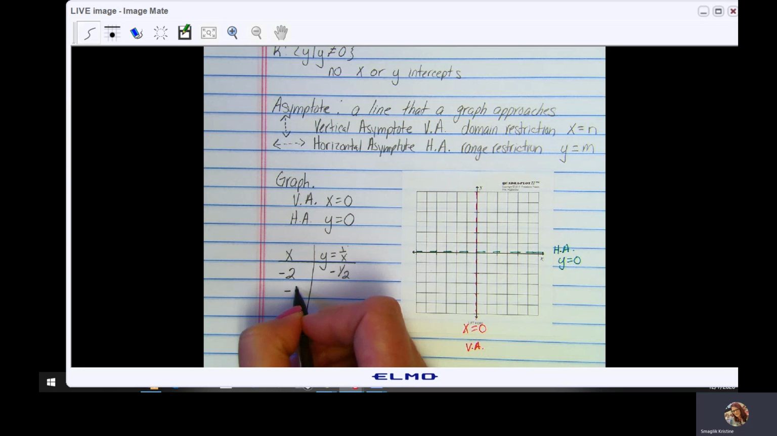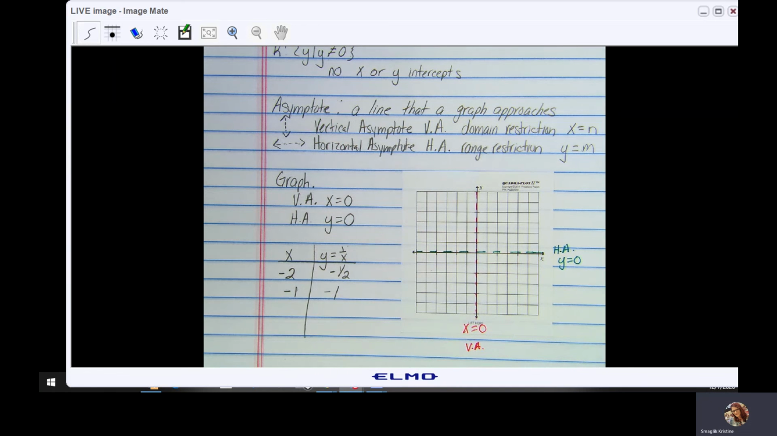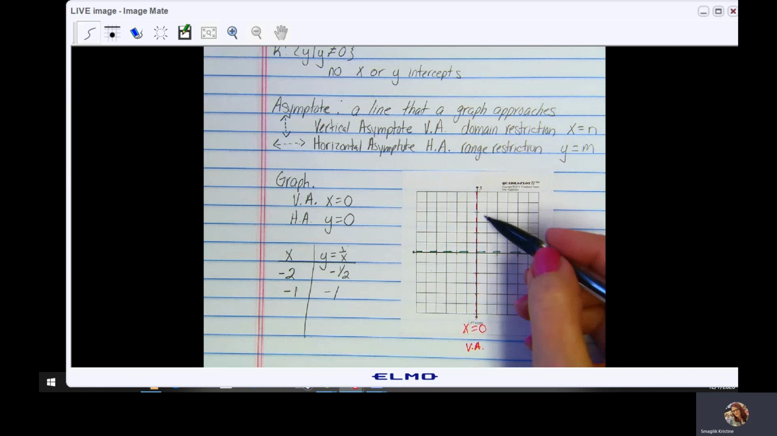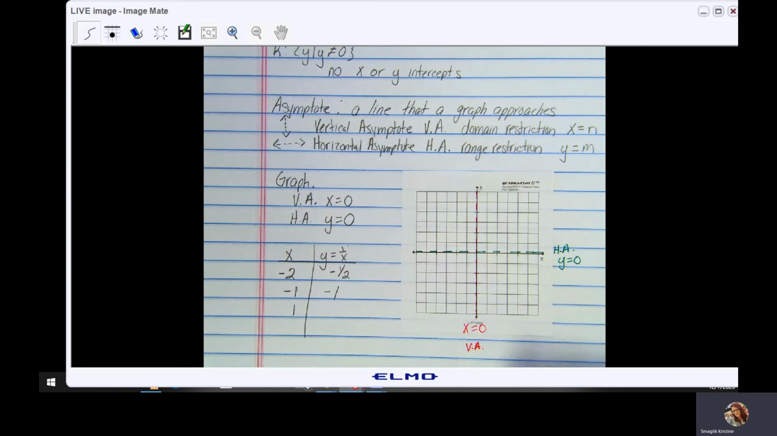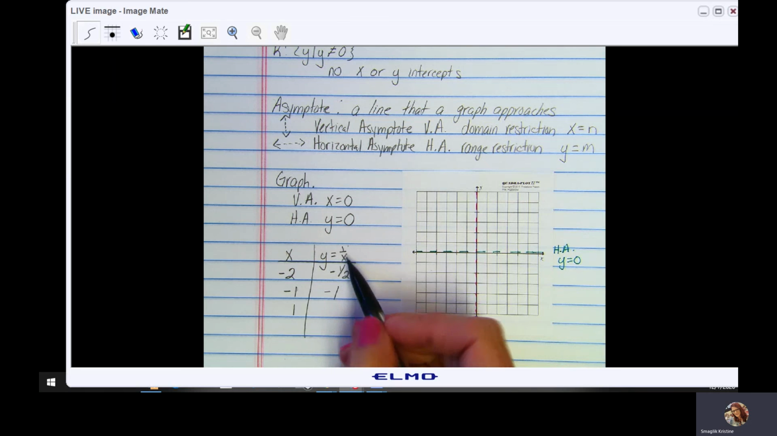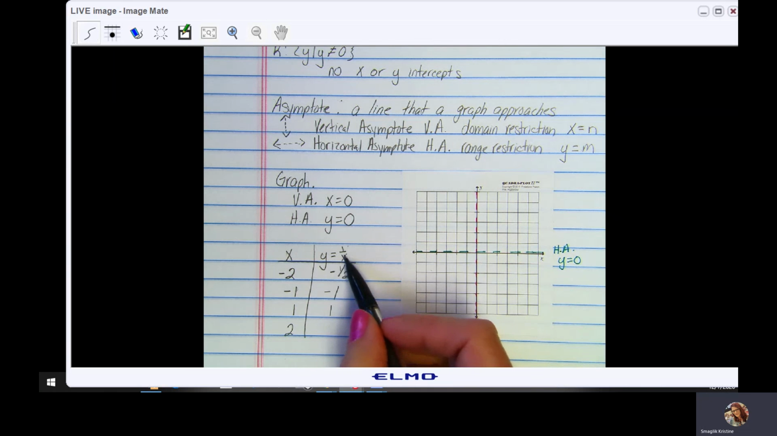Let's do x equals -1. That means 1 divided by -1 would give me -1. If I put 0 in, well, when x is 0, we already know we have an asymptote there. There's nothing happening when x is 0. So let's go to the right side. When x is 1, 1 divided by 1 is 1, the positive 1. And now let's do 2. And inputting 2 for x, we get 1/2.